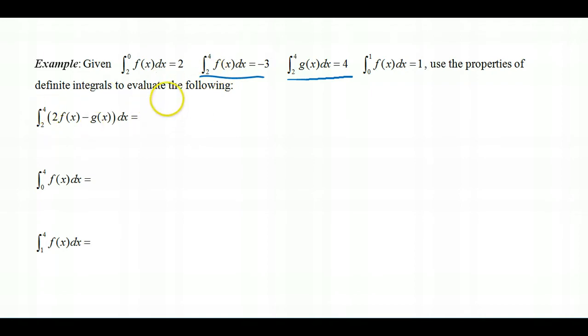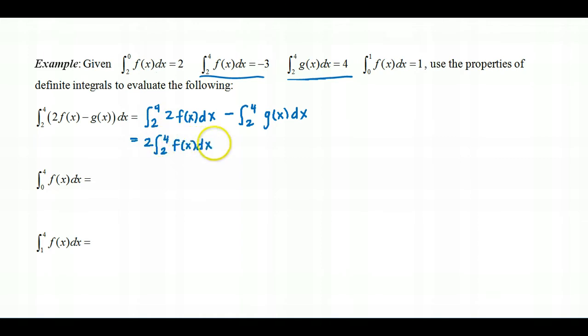We want to show all of our work here because we're being asked to use the properties of definite integrals. So let's write this as the integral from 2 to 4 of 2f of x dx minus the integral from 2 to 4 of g of x dx. The first step was I split it into two separate integrals being subtracted. The next thing I'm going to do is pull out the constant multiple 2. So 2 times the integral from 2 to 4 of f of x dx minus the integral from 2 to 4 of g of x dx.